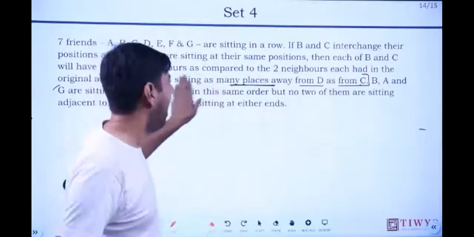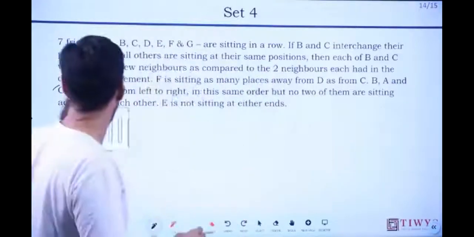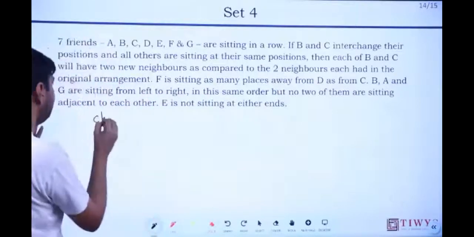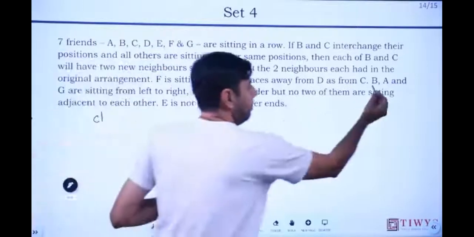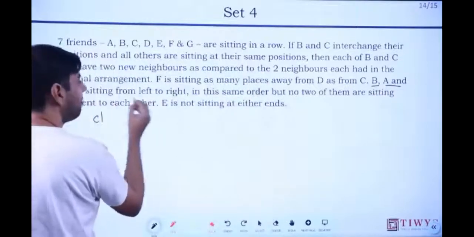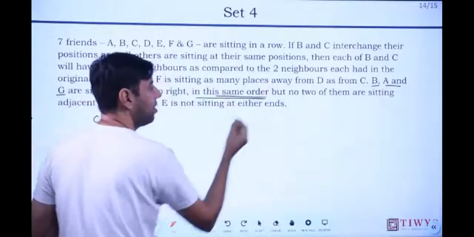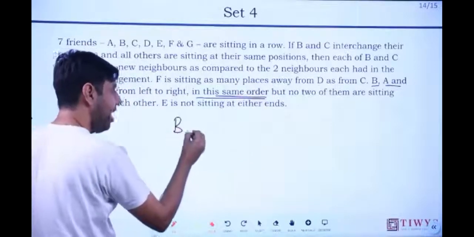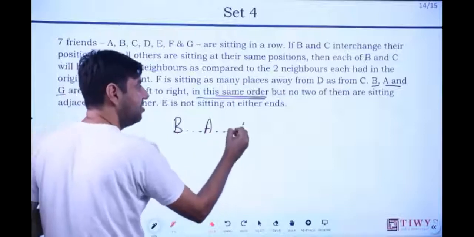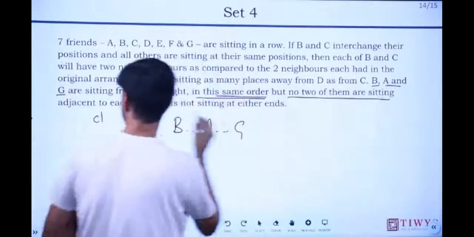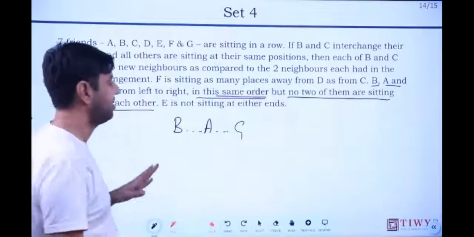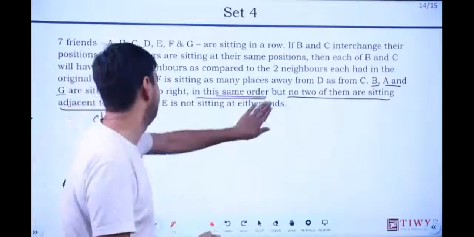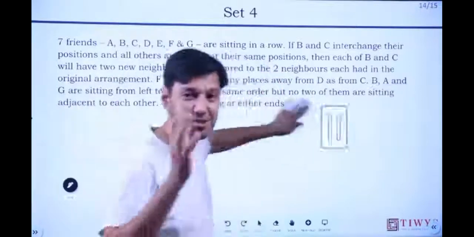Chalo, I'll give you more time. It's a tough set. All clues here are very weird. B, A, G are sitting from left to right in the same order. Do you understand that order? So it has to be B, then A, and then G. But no two of them are sitting adjacent. Koi adjacent nahi hai. So there have to be gaps over there, minimum one. Very nice. Koi clue se kahin start nahi milta.